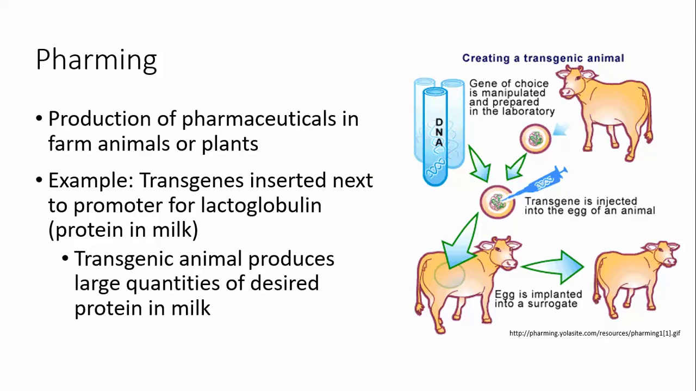This is being taken to even further extremes by a process called farming. Stands for pharmaceutical and farming. Basically, you use farm animals or plants to produce some sort of pharmaceutical drug. So what you can do, for example, is stick a transgene, your desired gene of interest, next to the promoter for a protein that's produced in milk.